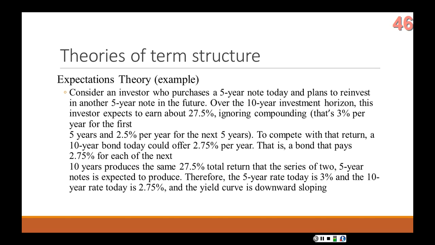So for a 10-year bond to be competitive with two 5-year bonds, it would need to pay 2.75% per year. So a bond that pays 2.75% for each of the next 10 years would give you the same return as two 5-year notes. Therefore, because the 5-year rate is higher than the 10-year rate, the yield curve would be downward sloping.